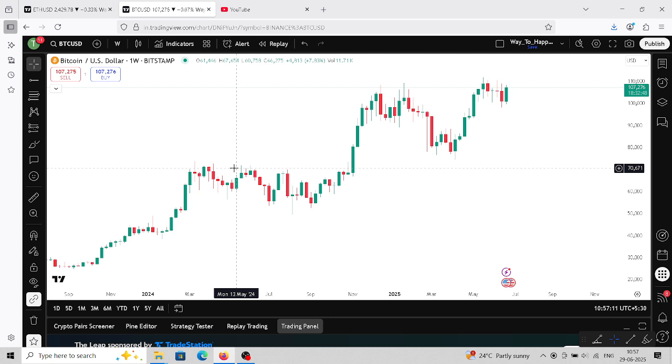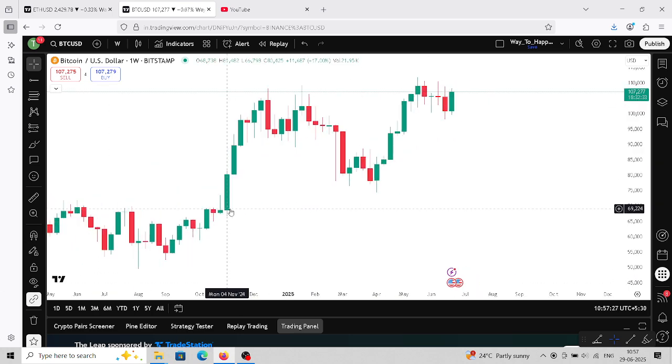Okay, so this time also we will try to do an honest analysis of what BTC can do, what ETH can do, and then we will see how the upcoming week unfolds for us, right? So to start with, this is the weekly chart in front of us.